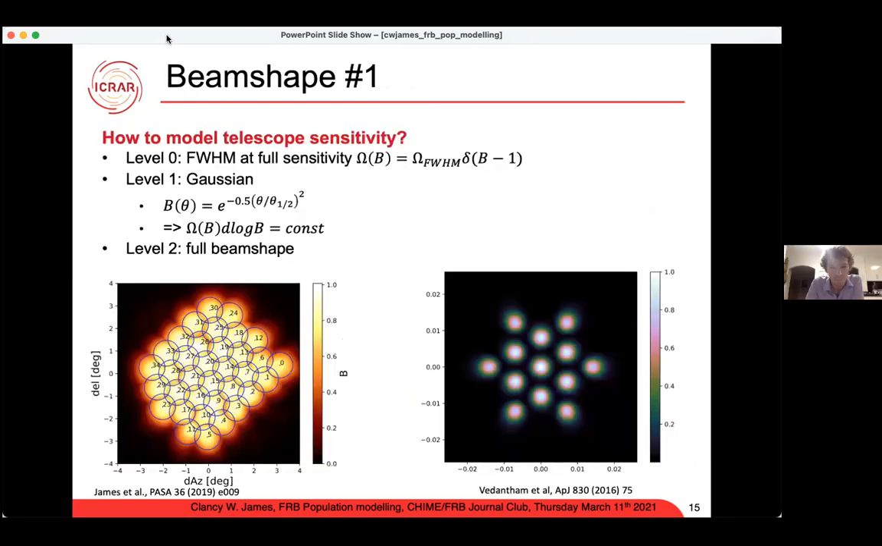Okay. All right. What I'm going to do is mention beam shape modeling here, because this is probably relevant to CHIME. I would say the 3 orders of beam shape modeling are to either use a simple full width half max of the sky at your full sensitivity, or you model it as either a Gaussian or Airy function, or you use your full beam shape.